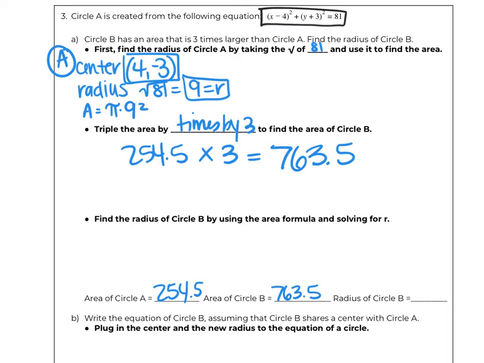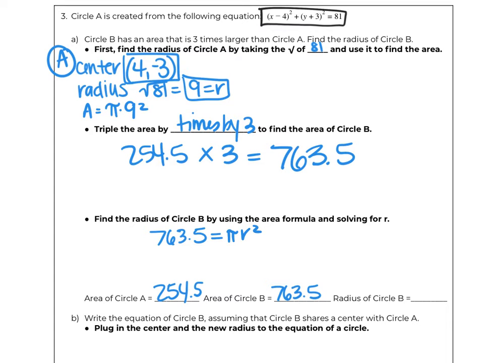Okay, and then lastly, find the radius of circle B by using the area formula and solving for r. So this is like that. They give you the area is this, find the radius. So this is our area, 763.5. It says use the area formula. So that is my area. What is the formula that I set it equal to? Pi r squared, and solve for r.